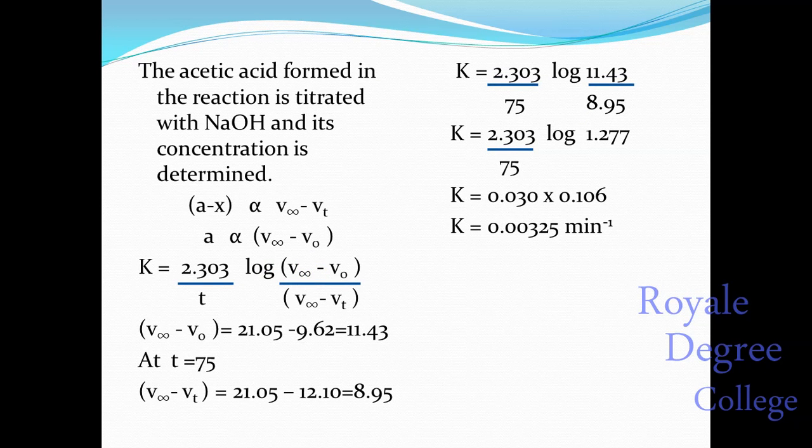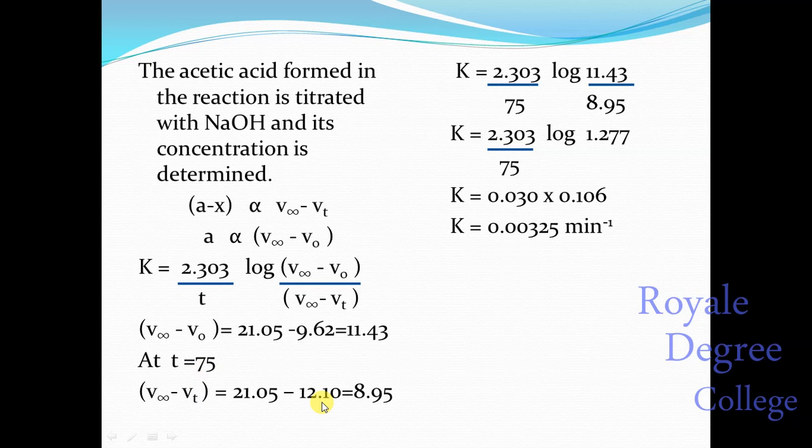So we are subtracting these values, so you will get the value as 11.43. Now at the time 75 minutes, volume at infinity is equal to 21.05, we know that, minus volume at the time. Here we are taking the time as 75, isn't it?